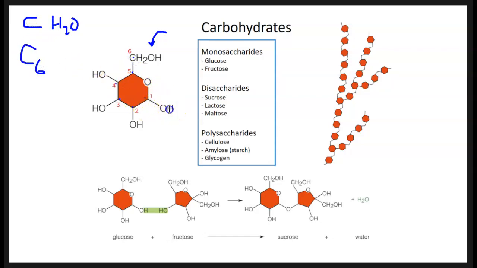There are 1, 2, 3, 4, 5, 6, 7, 8, 9, 10, 11, 12 hydrogens. So there's twice as many hydrogens as there are carbons. And then you can see all the oxygens. There's 1, 2, 3, 4, 5, 6 oxygens. Okay. So you have this repeating formula. There's twice as many hydrogens as oxygens and an equal number of carbons.